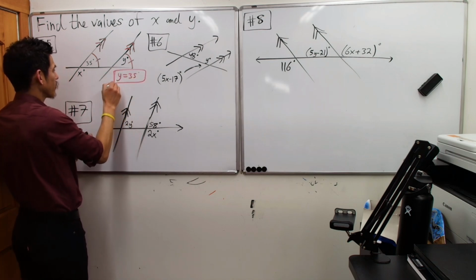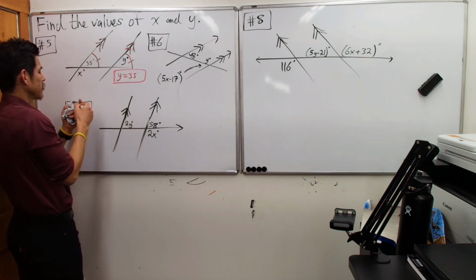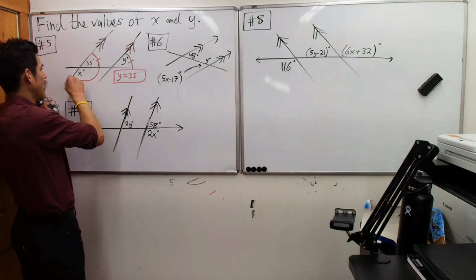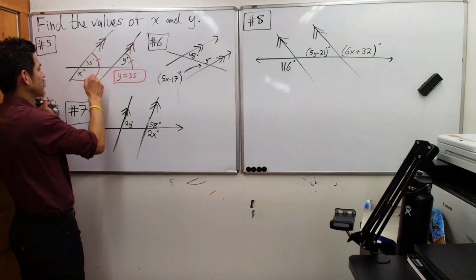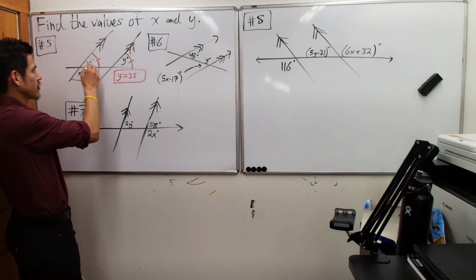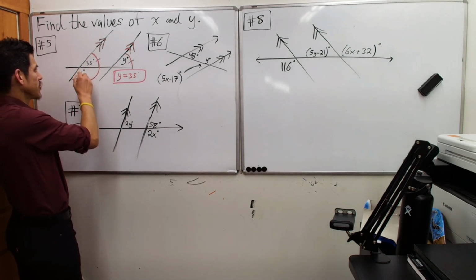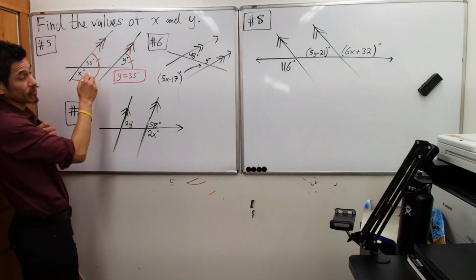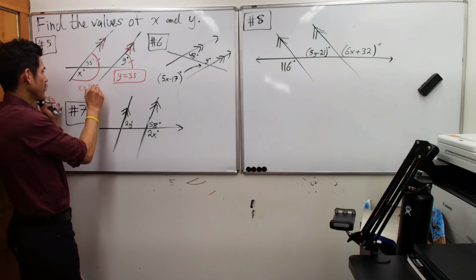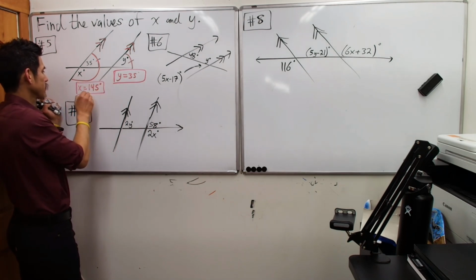Okay. Now, we also know that this has to add up to 180 degrees because it's a flat angle. Since we have 35 degrees here, x will just be 145, because 145 plus 35 is 180. So there you go.